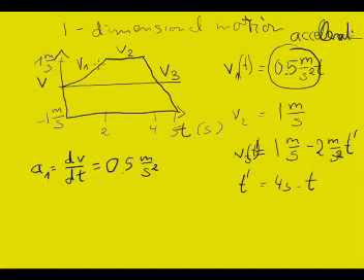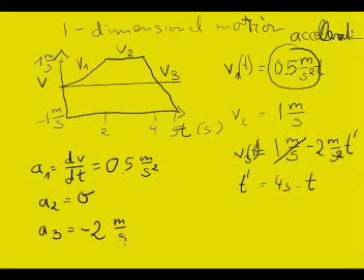What is the acceleration for velocity v2? Velocity v2 doesn't change, so a2 has to be 0. And for a3, the last part, we take the derivative of this one. The derivative of this part is 0, and the derivative of this one is minus 2 meter per second squared.